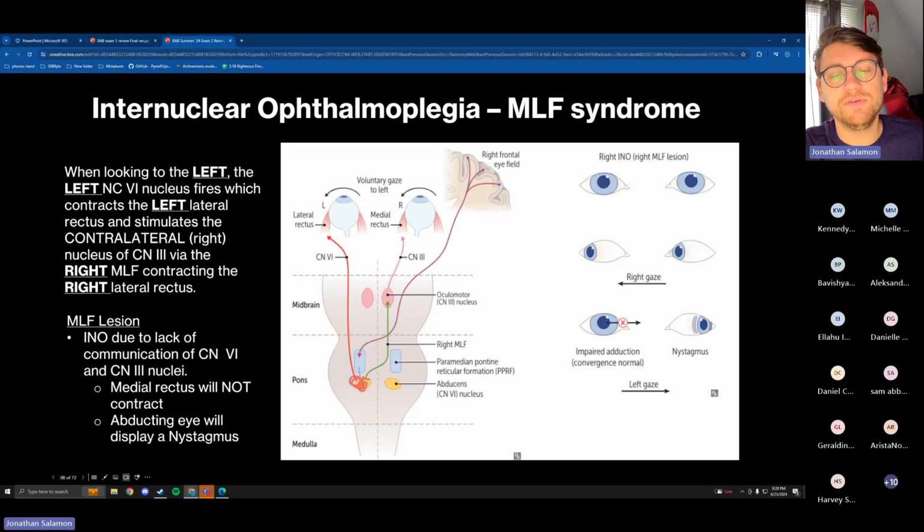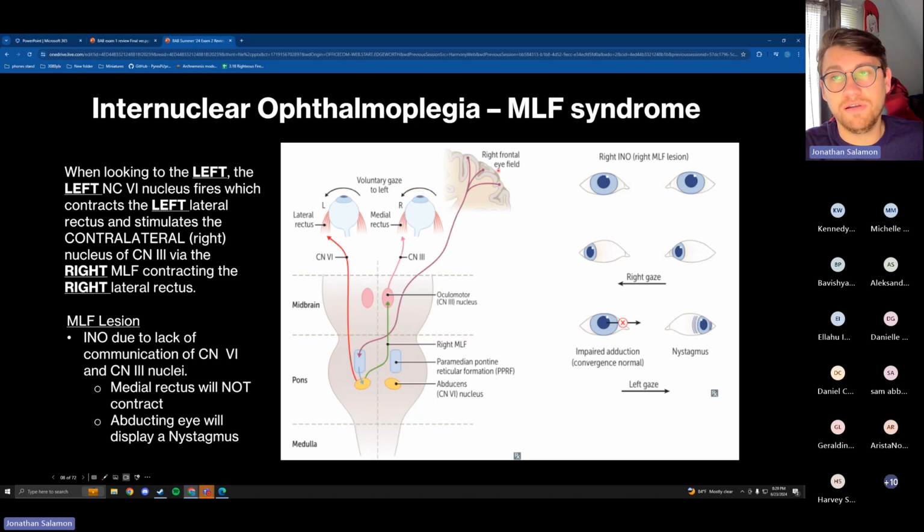If you lose the abducens nucleus, obviously, the left eye is not going to move because there's nothing to tell the left eye to move. However, the right eye is also not going to move because the nucleus isn't telling the contralateral third nerve nucleus to move the right eye. If you have damage directly to the sixth cranial nerve, the left eye won't move. The right eye will still adduct, and then you'll get a weird other nystagmus.